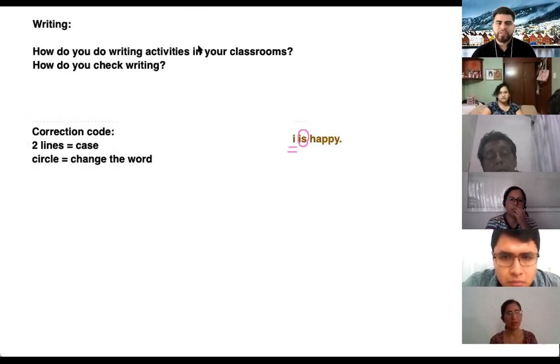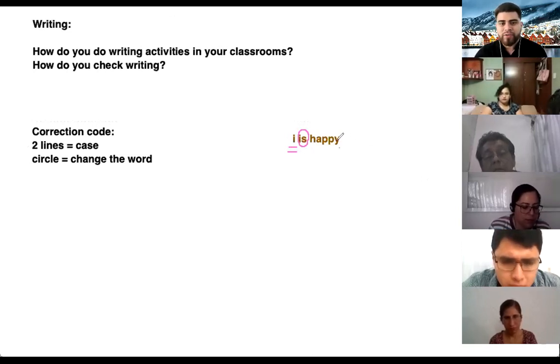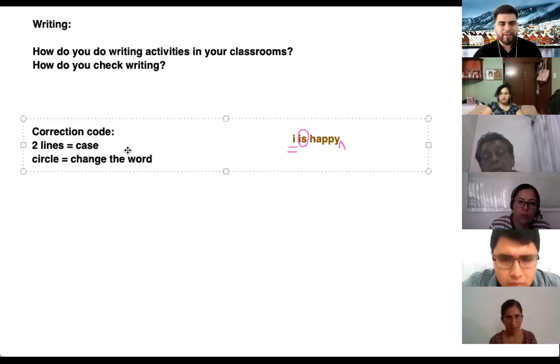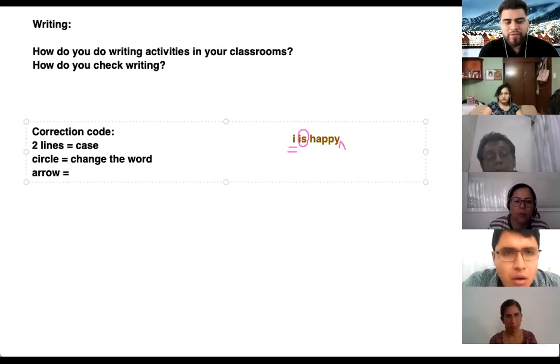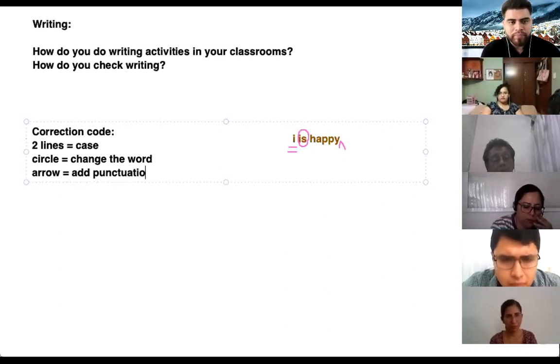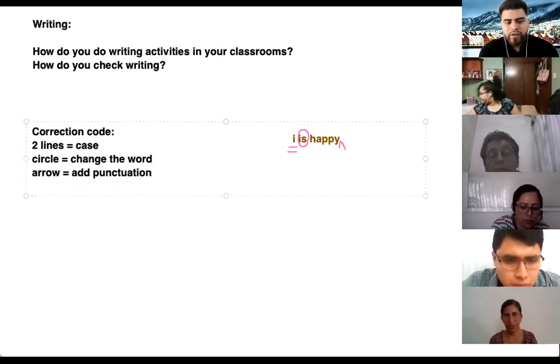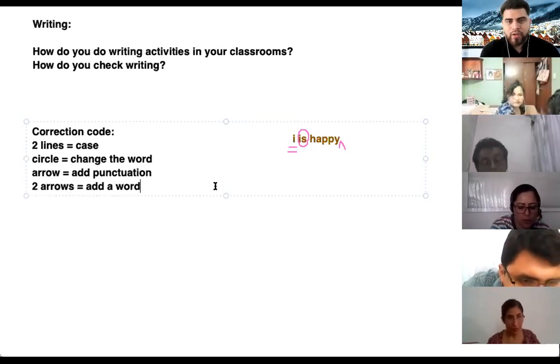Okay, change the word. If they forgot the period, then what I like to do is draw this little arrow right there. If you have an arrow, then you need to add punctuation. Okay, two arrows, add a word.